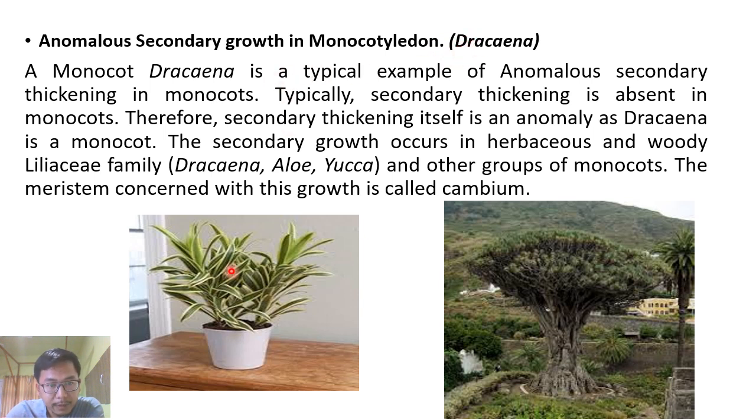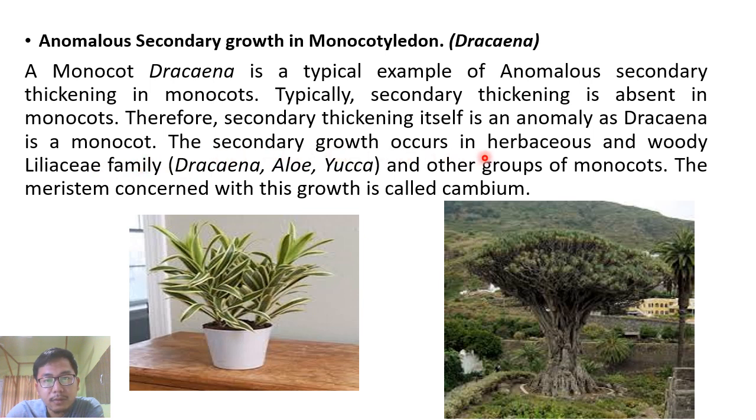Let's see, these are some pictures which represent Dracaena plant, Dracaena species. This is another type of Dracaena species. Alright, Dracaena is a genus. A monocot Dracaena is a typical example of anomalous secondary thickening in monocots. Typically, secondary thickening is absent in monocots. Therefore, secondary thickening itself is an anomaly, as Dracaena is a monocot.